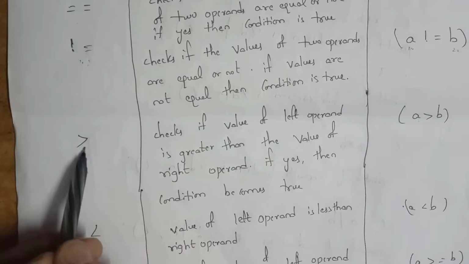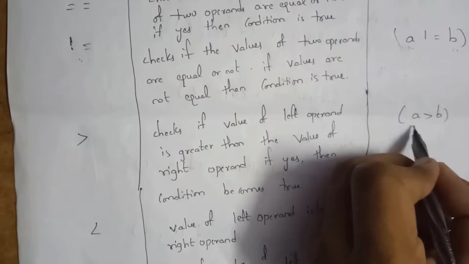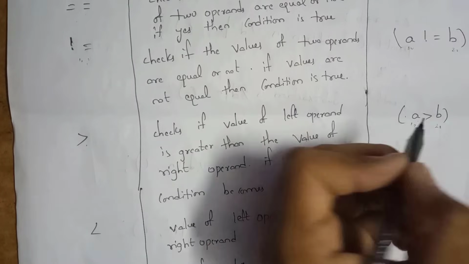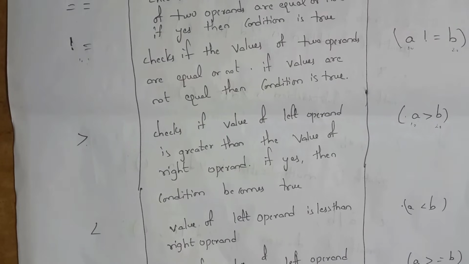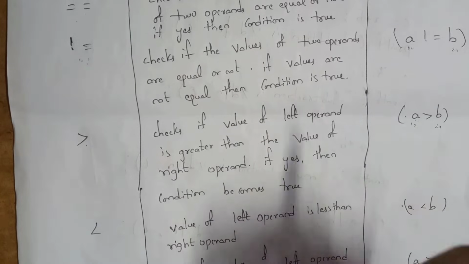Next, greater than symbol. This is how we represent greater than symbol, that is a greater than b. Value of a is 10 and value of b is 20. 10 is not greater than b. So this condition is not satisfied. If value of a is greater than b, then condition will be true.